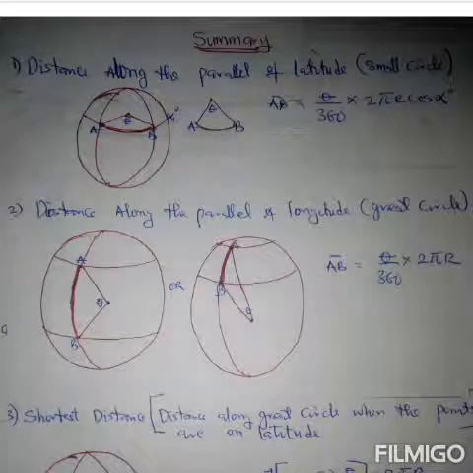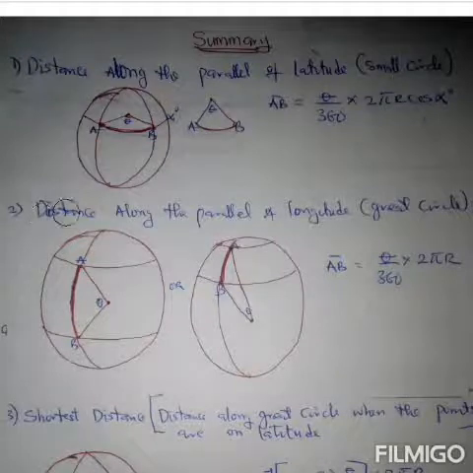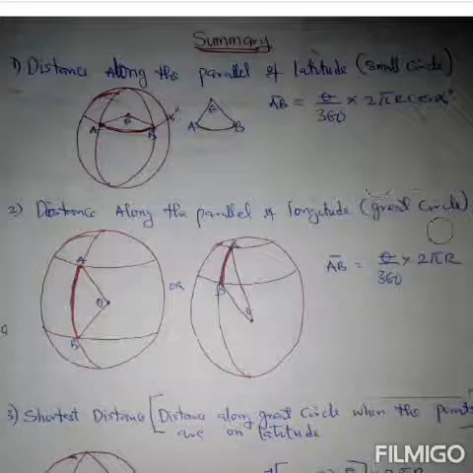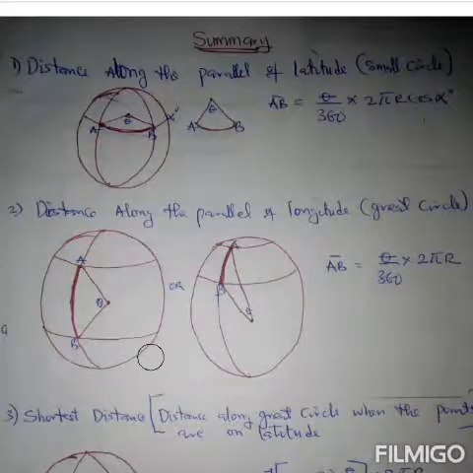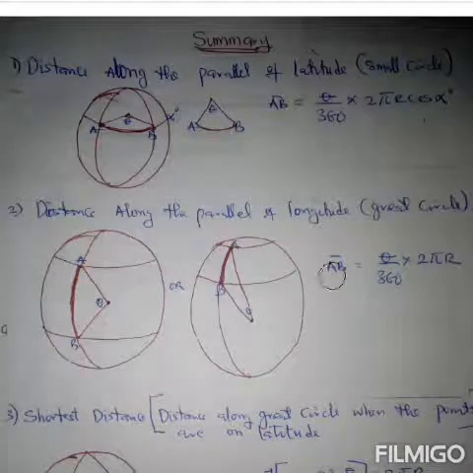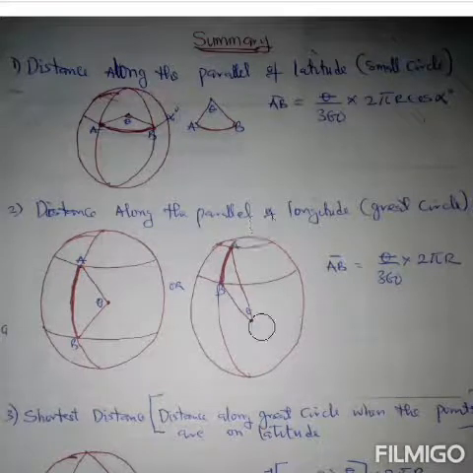So number two is the distance along the parallel of longitude, also known as great circle. It is great circle because all the lines of longitude divide the earth into two equal parts. So for all the lines you will see, the center will be the center of the earth. I drew two diagrams. In the first one, the center is the center of the earth. In the second one, the center is also the center of the earth.